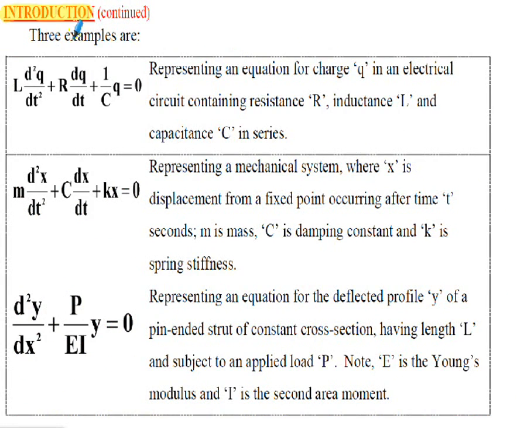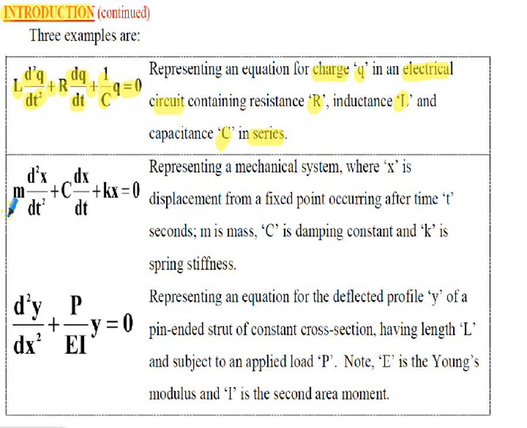Introduction continued. Here are some examples. We've got L multiplied by d2q upon dt squared plus R multiplied by dq upon dt plus 1 upon C multiplied by q equals 0. This equation represents charge q in an electrical circuit containing resistance R, an inductance L, and a capacitance C in series.